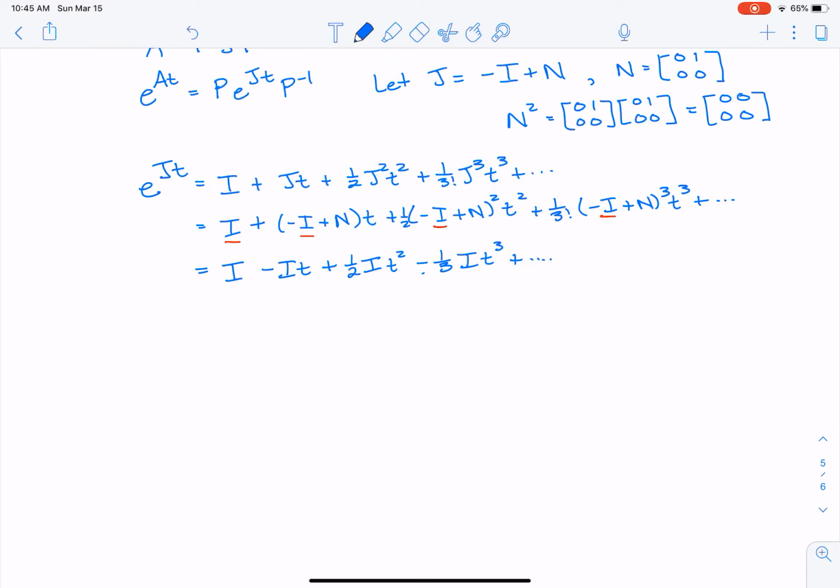As I continue to expand things out, the next term that's left is going to be N times t, and then minus N times t squared plus 1/2 N t cubed minus 1/3 N t to the 4th, etc. So those are all the terms that have a single N in them. And then finally, as I'm expanding things out, everything else has an N squared in it, N squared times higher order terms.